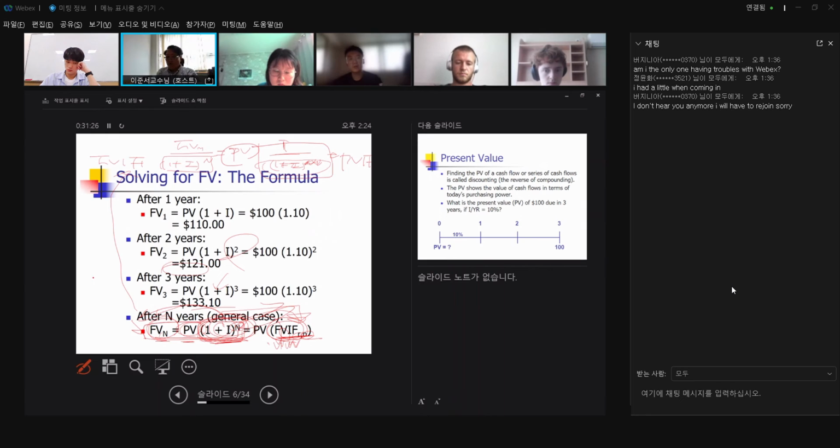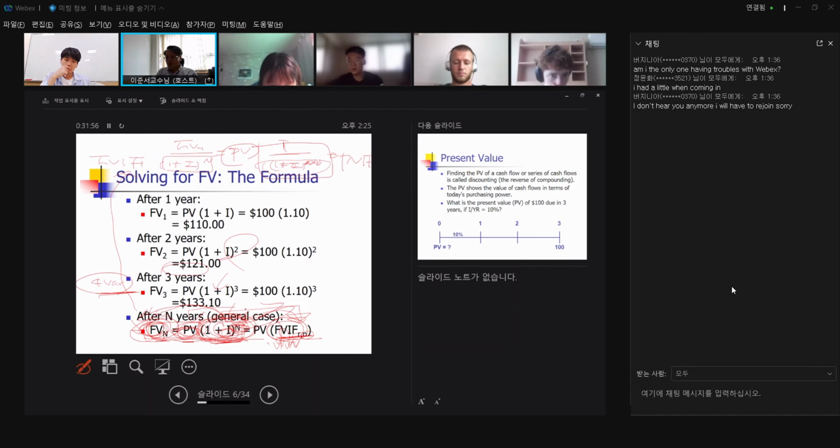So there are four variables, right? Future value, present value, interest rate, and number of periods. To explain this equation, we have four variables. If we know three of the variables, then we can find the remaining variable's value. If we know this one and this one, we can calculate the future value.